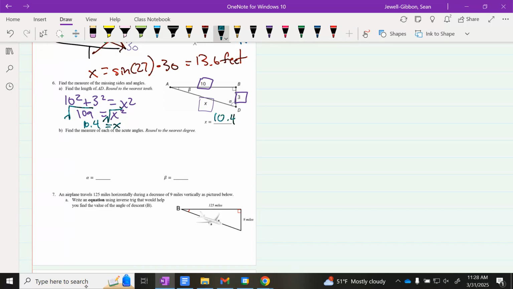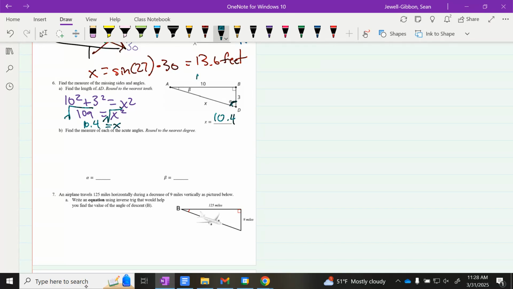Right, then we're going to find the measure of each of the acute angles. So the acute angles are the 2 smaller angles here, so alpha and beta. And we are going to use inverse trig for one of them. Let's go ahead and do alpha first.